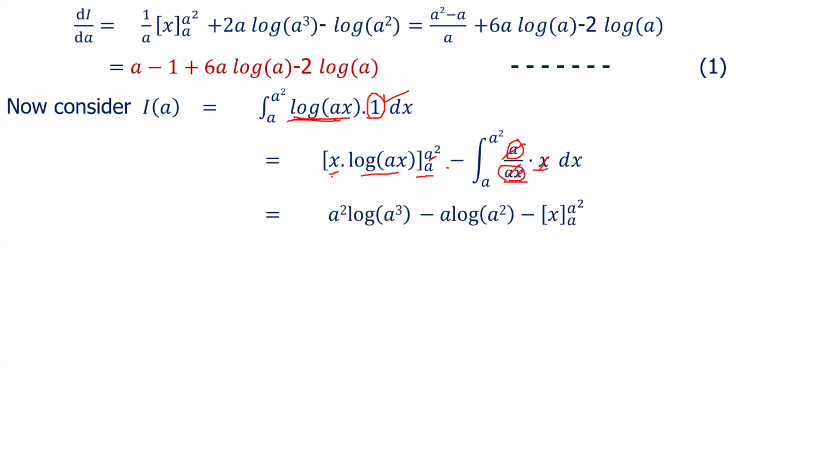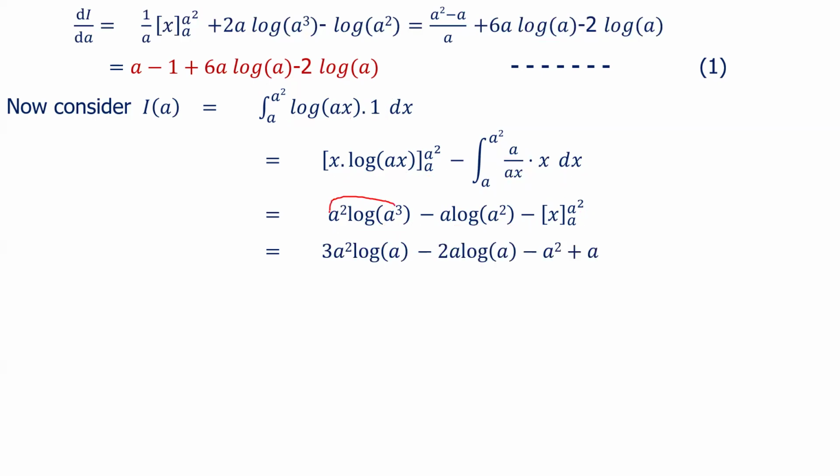If you put the upper limit, a square log a cube minus a log a square minus x, because again integration of dx with respect to x under the limit a to a square is x from a to a square. So again we can write this as 3a square log a minus 2a, this is multiplied to this side, 2a log a minus a square, and minus minus will become plus a. So this is the value of I(a).